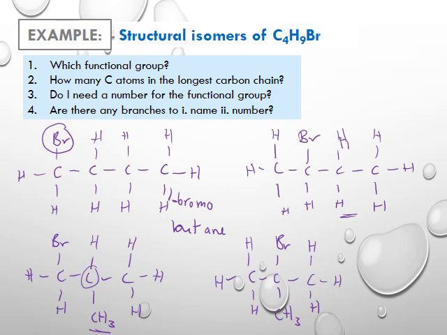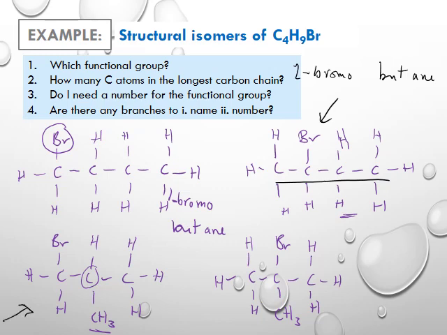I'm going to use a different colour because that wasn't very visible. Same thing again. So saturated, going to end in ane. Bromo is the prefix because that's my functional group. Longest carbon chain is 4, so bromobute. And then, do I need a number? Yes, 2-bromobutane. Okay.